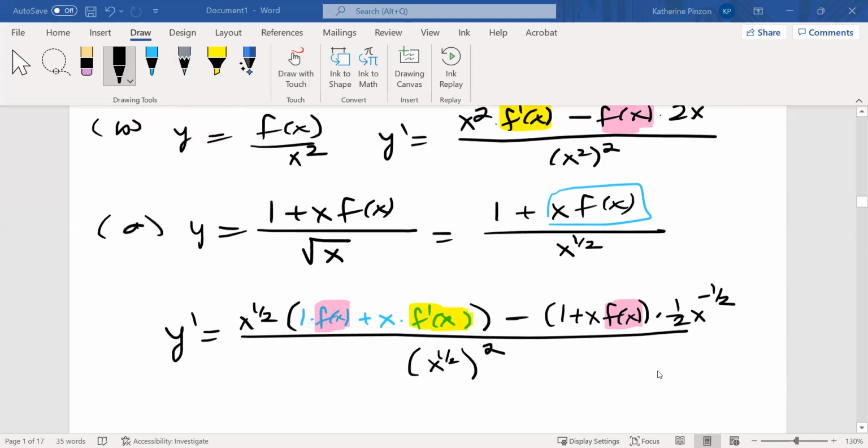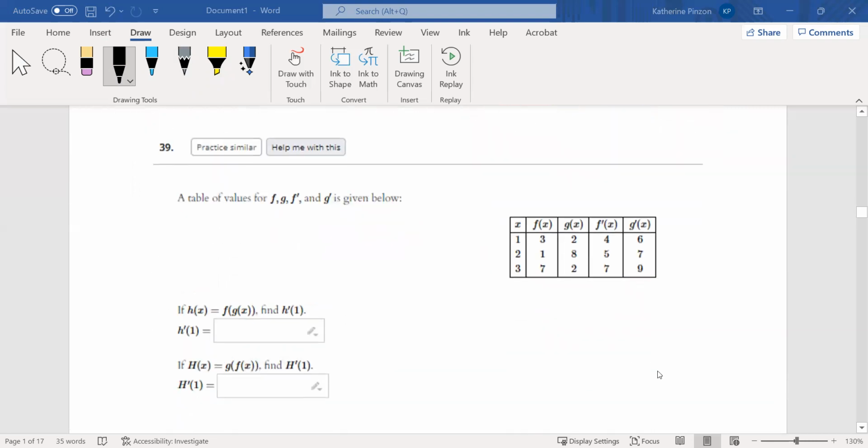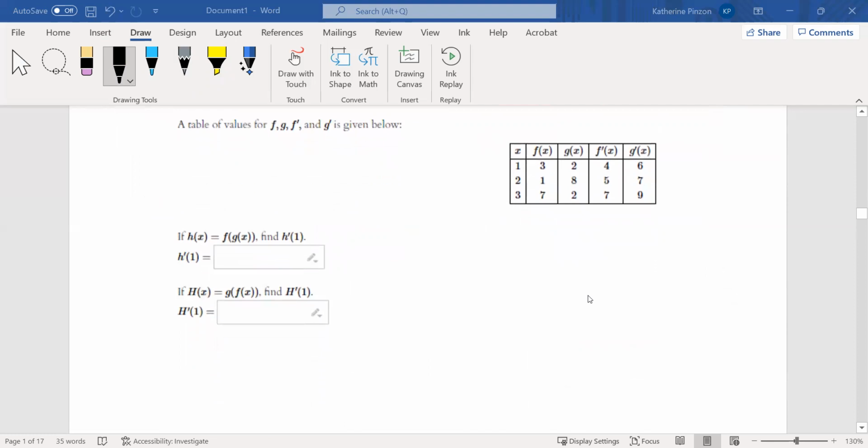So are you ready? Yeah. This one's really similar, except after we take the derivative, we're going to plug in numbers to get those values. So little h is f of g of x. How do I take the derivative of f of g of x? How come this one's different than the other one? The derivative of f of g of x is f prime of g times g prime of x. What rule is that called? Remember?